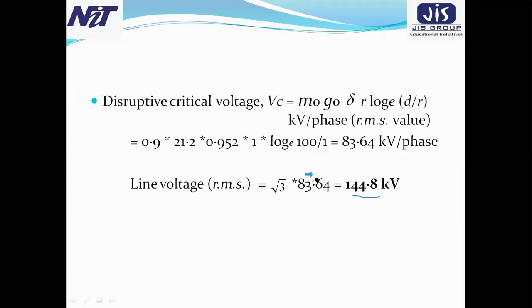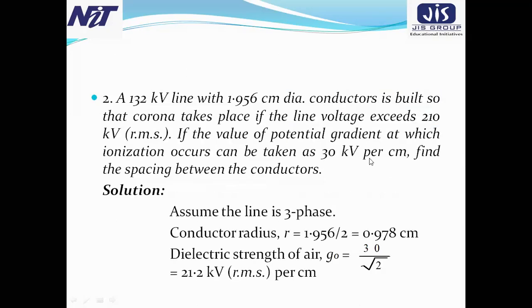So let's move to the second slide. The third one. Second question. Here also our first work is to identify: a 32 kV line with 1.956 centimeter dia conductor is built so that corona takes place if the line voltage exceeds 210 kilovolt RMS. If the value of potential gradient at which ionization occurs can be taken as 30 kV per centimeter, it is 30 kV per centimeter. Find the spacing between the conductors.